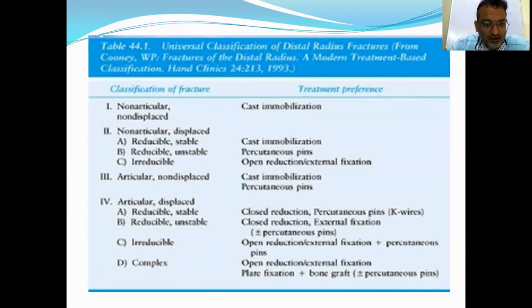Any fracture involving the articular surface, it should be treated. Preference is most commonly operatively. So it can be either pins or fixation with plate or screws. Okay. So fourth is articular displaced. Closed reduction, K-wire fixation, unstable fracture, irreducible fracture, open reduction and fixation with external fixator or plate fixation or percutaneous pins fixation. So simple. If it is reducible and stable, try to treat it conservatively.